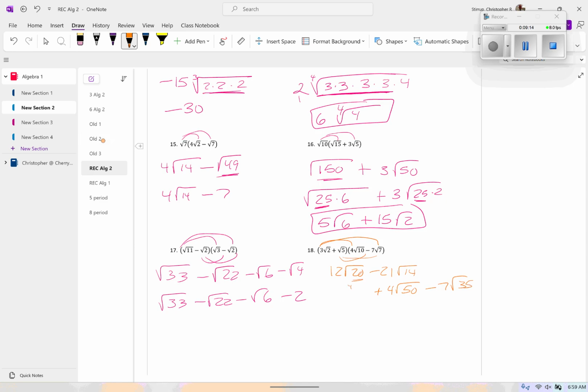So root 20 breaks down to 4 times 5. Square root of 4 is 2. So I'm going to get 24 root 5. Root 14 won't break down. That's just going to stay as is. This is going to break down to 25 times 2. Square root of 25 is 5. 5 times that outside is 20, so I get 20 root 2. 35 won't break down at all, so it's just going to be just like that. There's your answer.